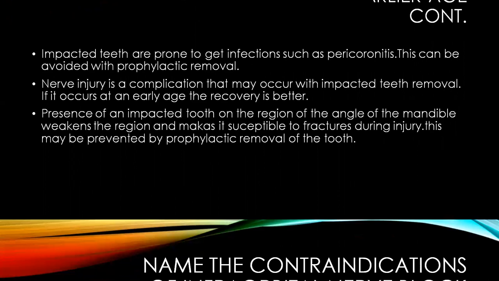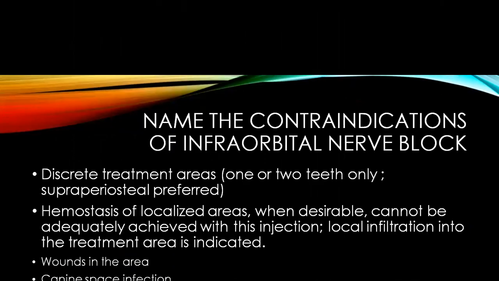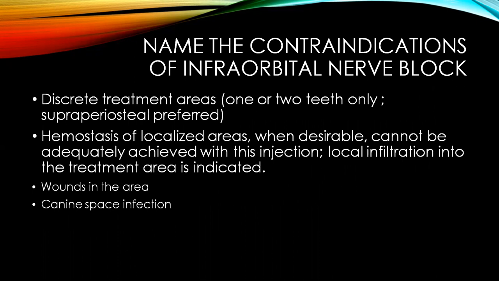The next is the contraindications of infraorbital nerve block. In discrete treatment areas where only one or two teeth are involved, then supraperiosteal infiltration is preferred. Hemostasis of the localized area, when desirable, cannot be adequately achieved with this injection. Local infiltration into the treatment area is indicated if there is a wound in the area or if there is a canine space infection.